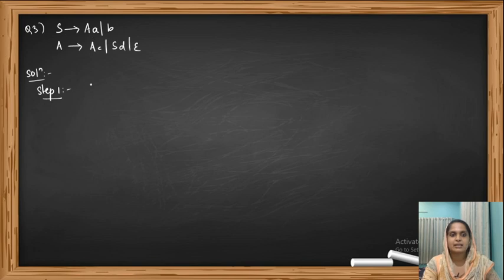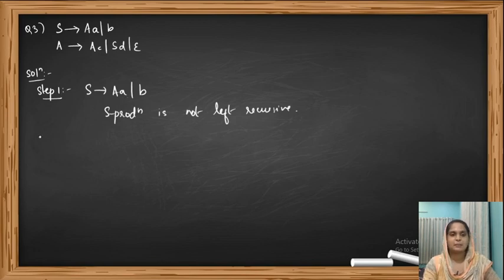But here it is clear that S produces AA bar B. In the right hand side, none of the terms start with capital S. So we can say that S production is not left recursive. So we don't have to eliminate left recursion from this production, right? So we can just skip the step 1. We can directly go to the step 2.